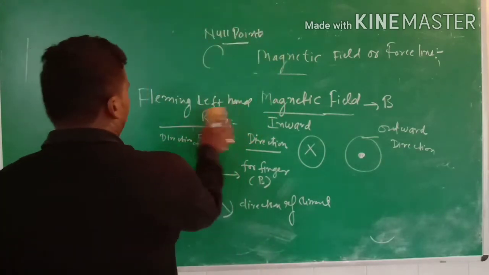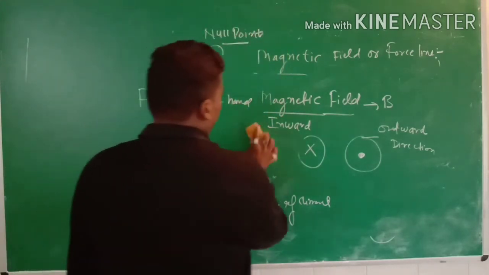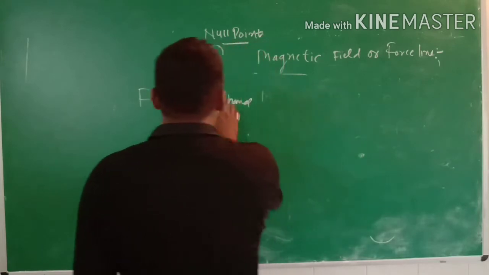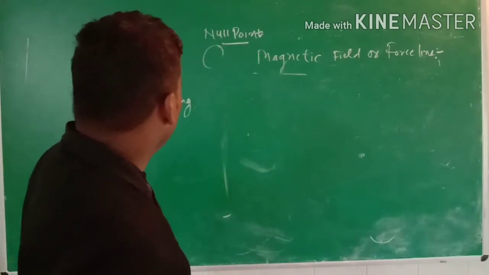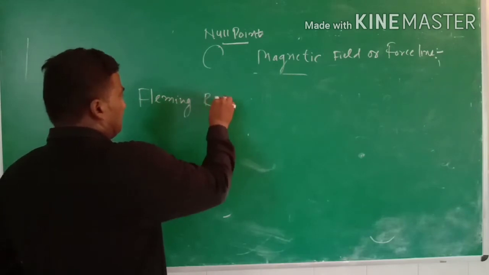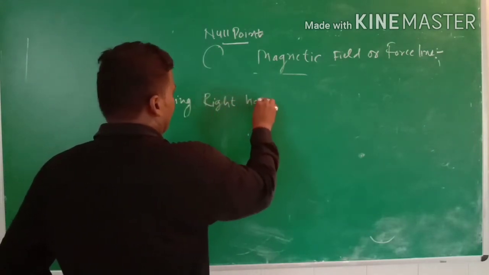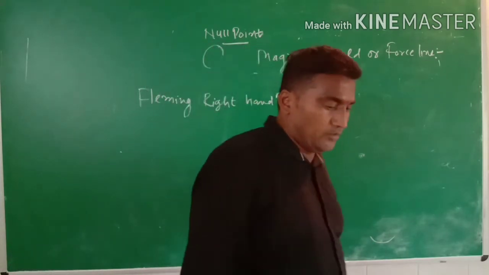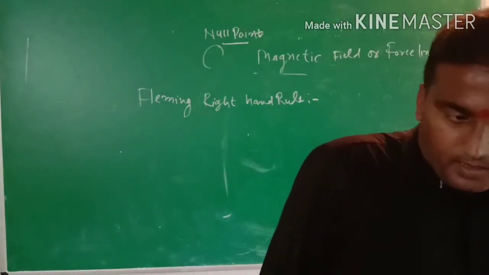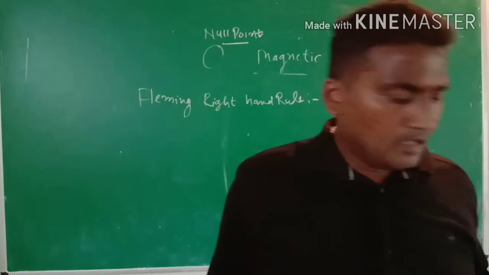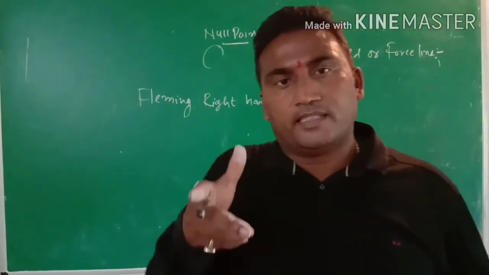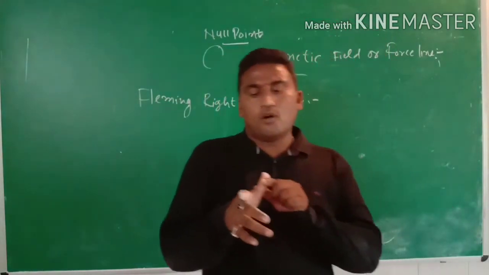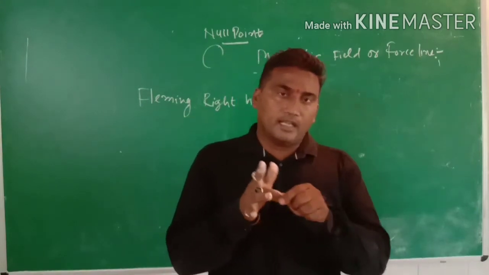Now we discuss another property, the Fleming right hand rule. What is the Fleming right hand rule? That is basically the same as the left hand rule, and it is generally represented by the term FBI. What is the FBI? Force, magnetic field, and the middle finger shows the induced current.